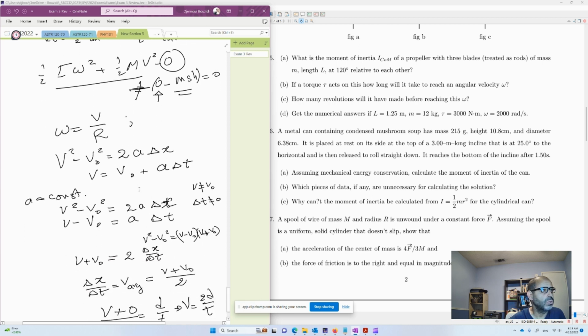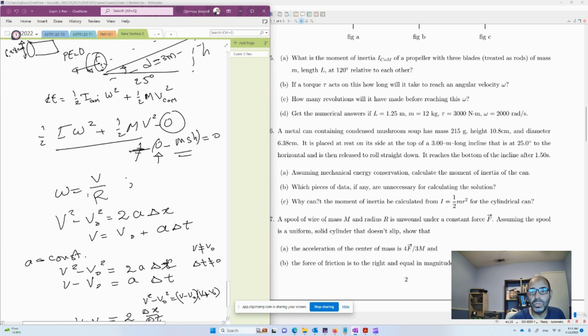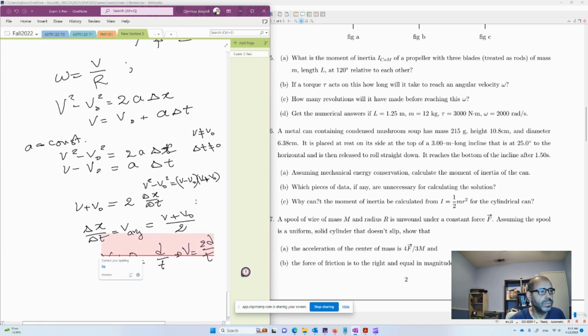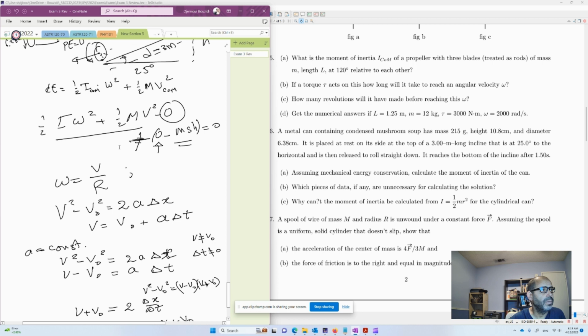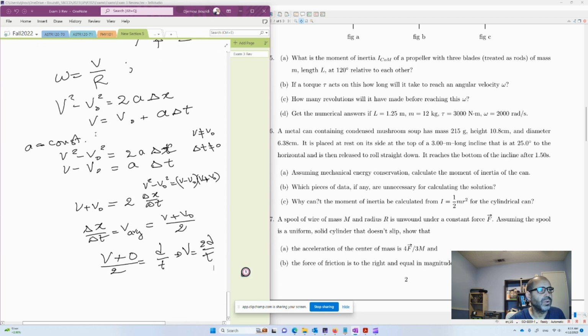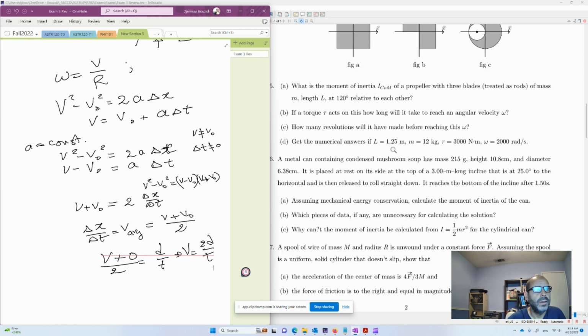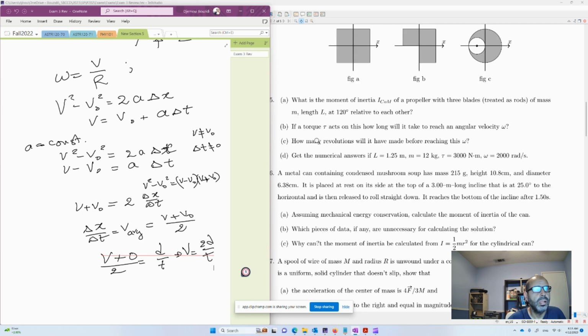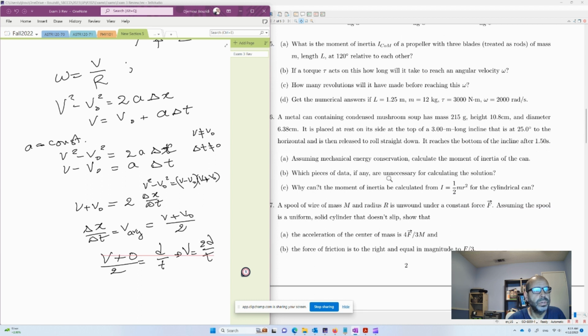And then at the end, we also have omega now, since we have v, which is twice this number divided by that. Since we have omega, we can plug it in here and solve for I. Okay, once we have I, assuming we can calculate it, we should be able to calculate it. Now, which pieces of data, if any, are necessary? Obviously, it's going to be that height of the.